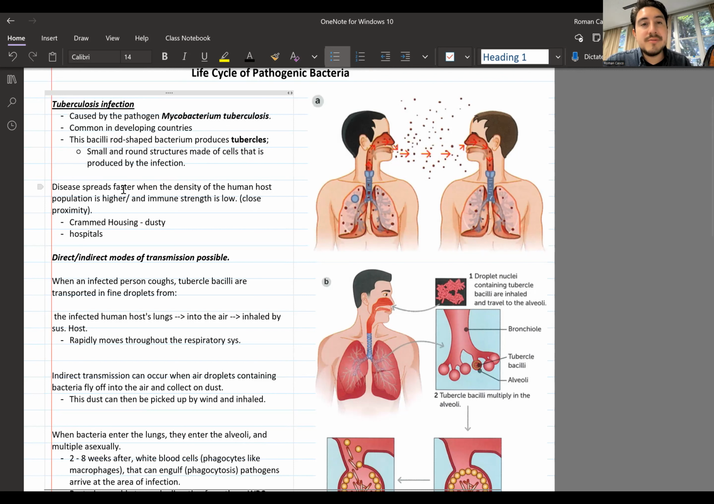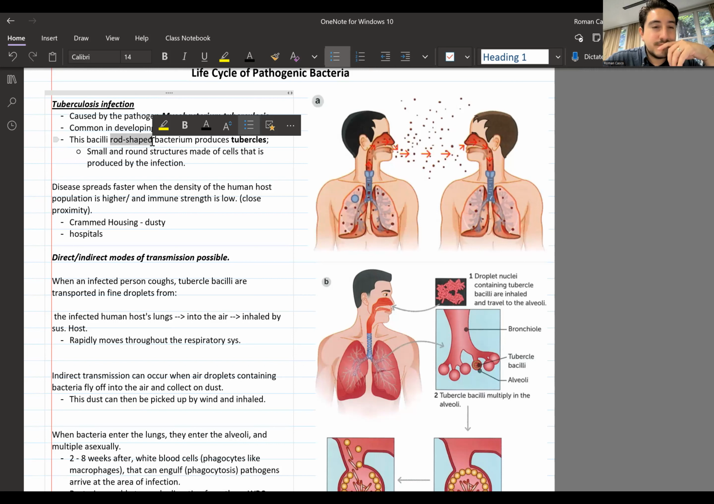And this type of disease is common in developing countries, right? And this is a type of bacilli. If you remember the shape of bacilli, it's rod shaped, right? It looks like a little cylindrical rod, right? And it's particular in that it produces tubercles, all right? And I'm going to explain what that is with some pictures here. Essentially, they're small, round structures made up of macrophages or phagocytes that are produced from the infection itself. They're referred to as tubercles, right?